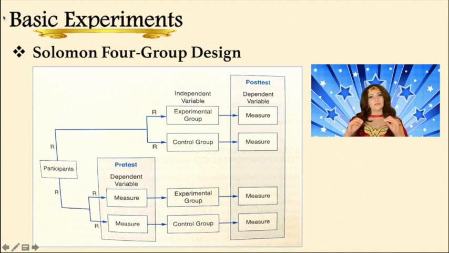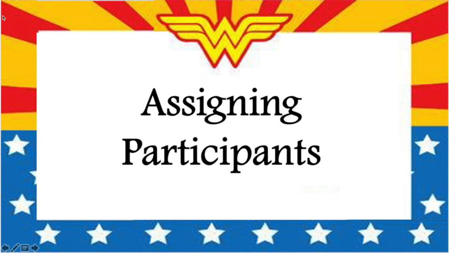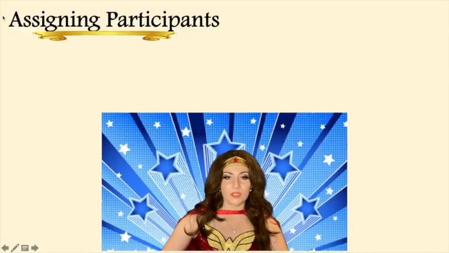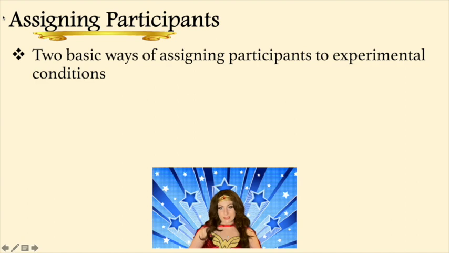So basically, the Solomon four-group design uses a combination of the post-test only design, which we see at the top, and the pretest post-test design, which we see at the bottom. So let's talk a little bit about how we assign participants to different conditions. We have two basic ways of assigning participants to experimental conditions.